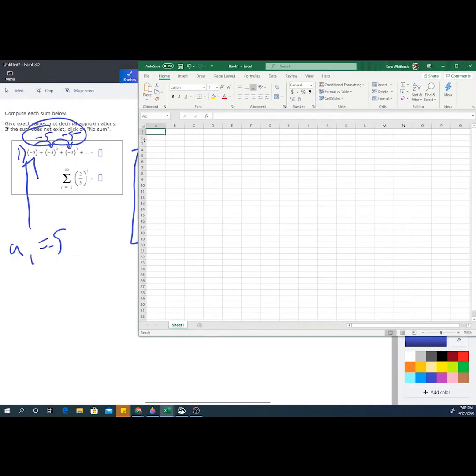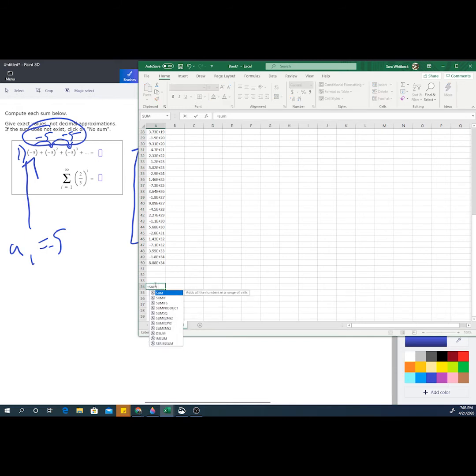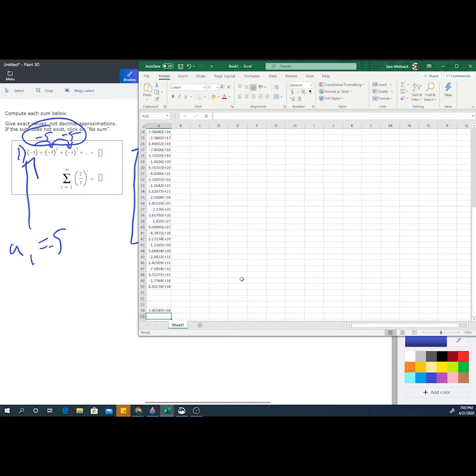We have our first term, and then I'm going to take that term and multiply it by -5 again. Go ahead and highlight just that cell, drag it down as far as you want to go. I'm going to go to 50 terms, let's say. And then I'm going to add all those terms together. And I can see I get a ridiculously huge number. I mean, this is, remember, 10 to the 34th power.